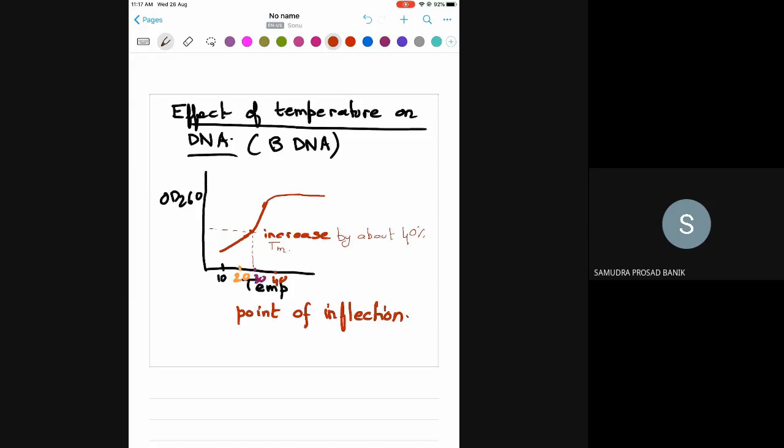Okay, now what is the utility of performing this kind of experiment? What is the utility of performing this kind of experiment? Can anybody of you tell me?